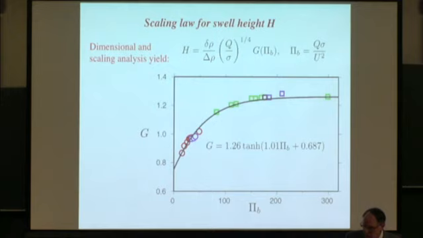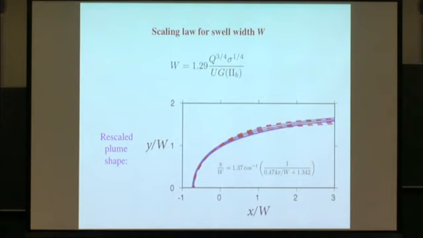So here's the scaling law for the width W of the plume. And this is based simply on conservation of mass, conservation of flux.